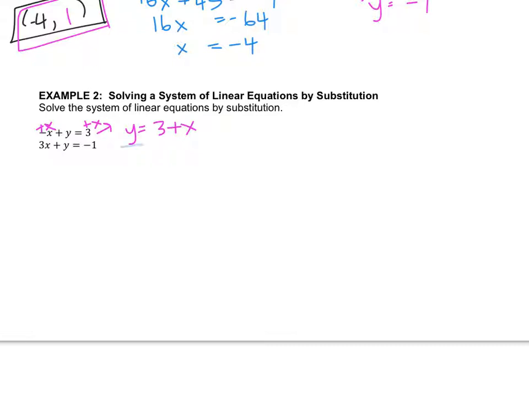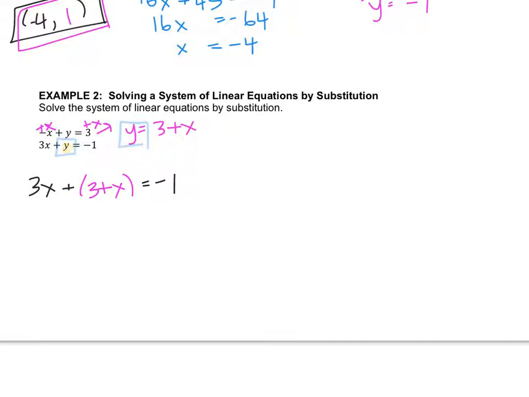So instead of y, I can put 3 plus x in the y spot. All right, so here we go. 3x plus 3 plus x equals -1. All I did was instead of y, I put 3 plus x because that's what y equaled.